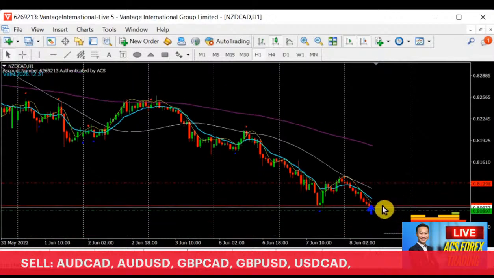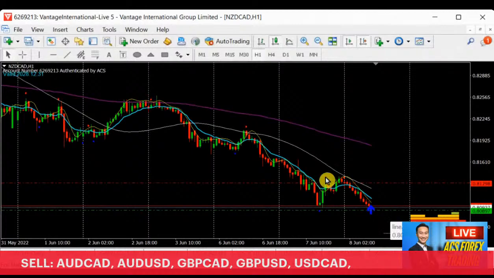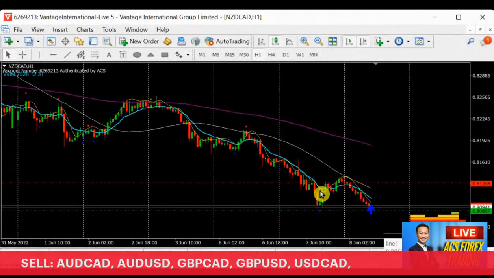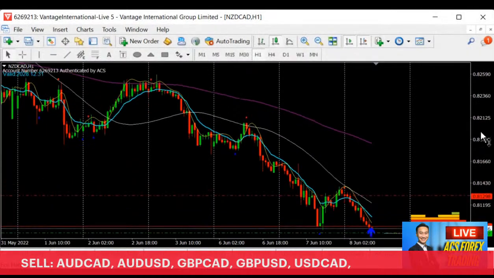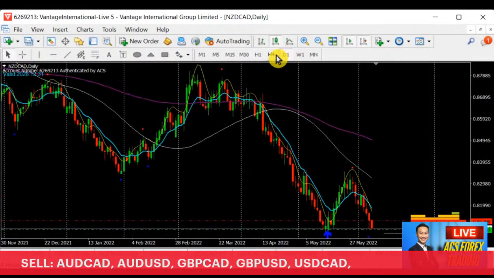Let me do this. When it retests the support as a resistance, and you have something like a selling signal, like a green and red candle, then we will be able to sell. I'm talking about selling for Kiwi CAD because I'm looking at the trend. The trend is still on selling.